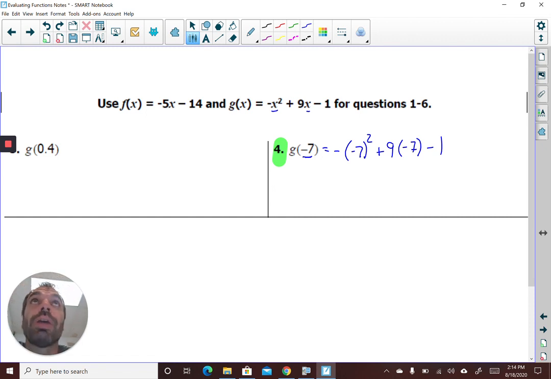So PEMDAS tells me I have to do exponents first. So I've got to do this negative 7 squared first. Negative 7 times negative 7 is a positive 49. But I still have this negative out front floating there.